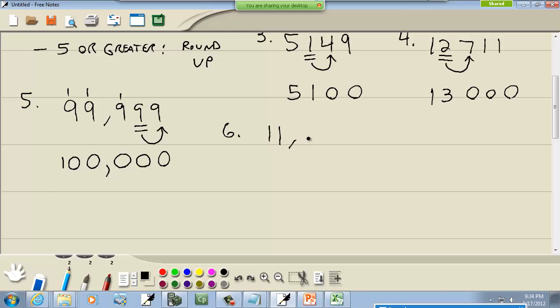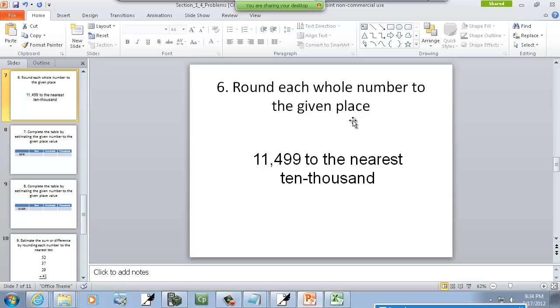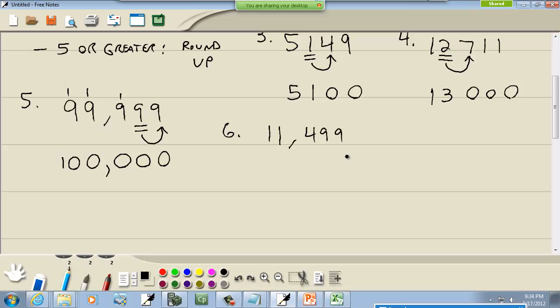Let's see, 11,499. And we're rounding this to the nearest 10,000. Well, this is ones, tens, hundreds, thousands, 10,000s. So this is the 10,000s place. We look at the digit immediately to the right, and it's less than 5, which means we round down. So this digit remains as is, and then all these digits to the right become zeros.